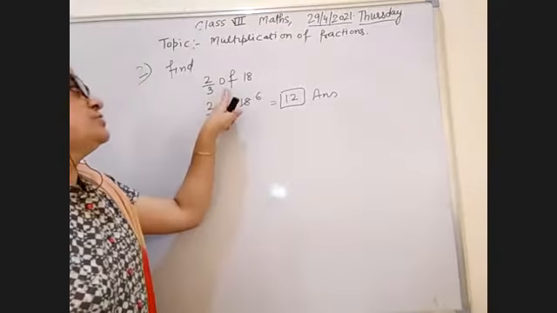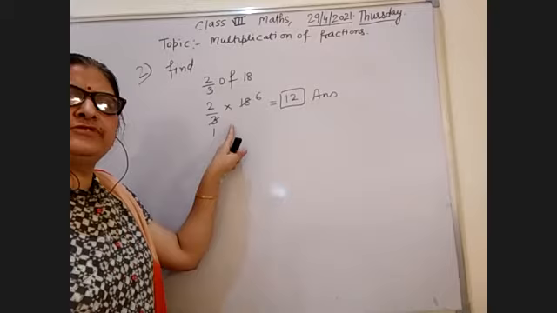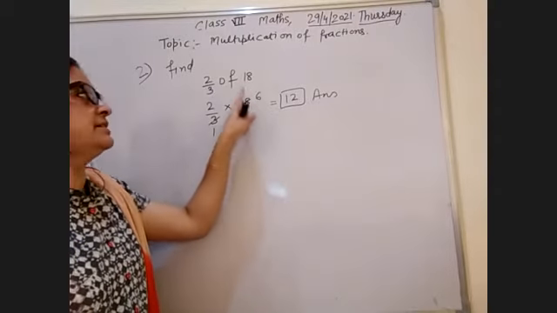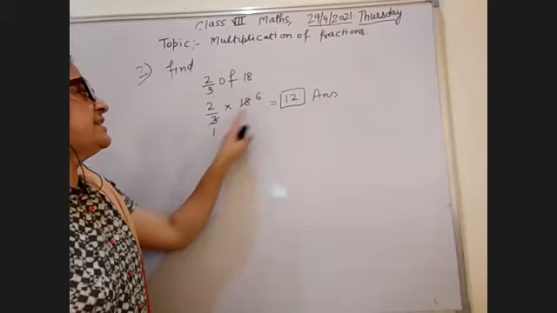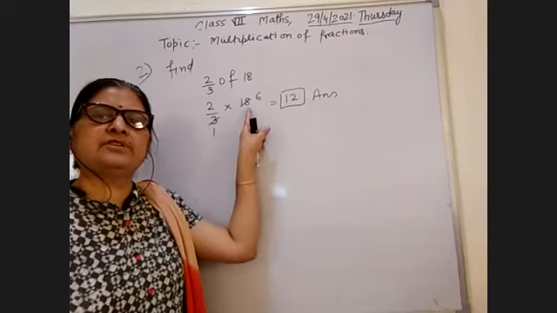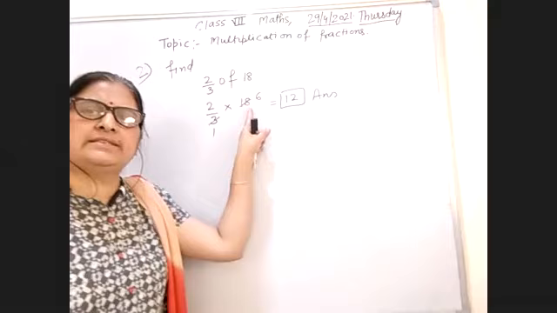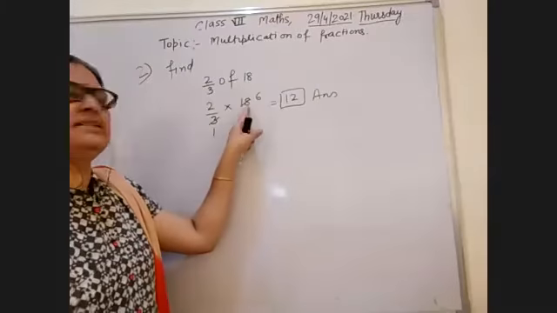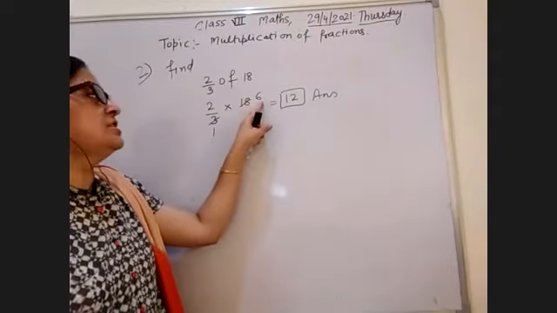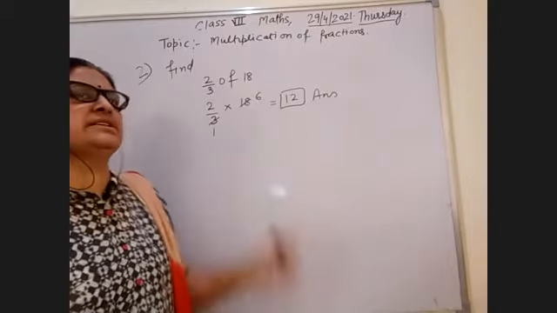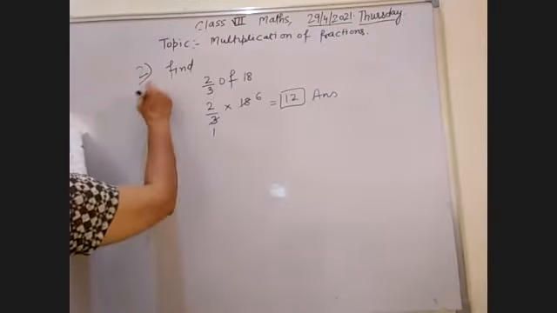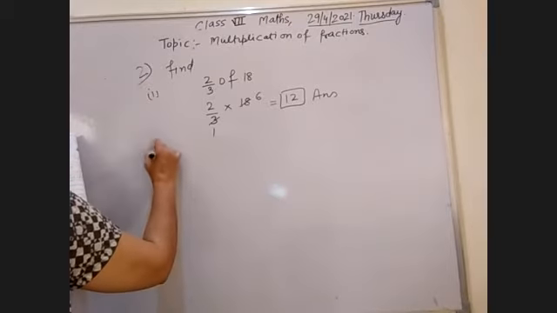First you have to change "of" into multiply. Then 3 and 18 have the common factor 3. 3 ones are 3, 3 sixes are 18. Now here 6 is left. So you multiply 2 into 6, it is equal to 12. And one more question I am doing. This is the first part, and the third part I am doing.